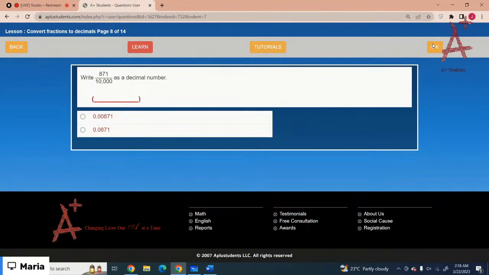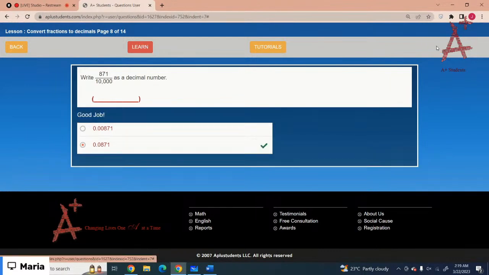So you need to move the decimal point four places left. So which is the correct option? It would be the second one. Got it? Option number 2 has four decimal places. 1, 2, 3, 4. So the second option is the correct option.